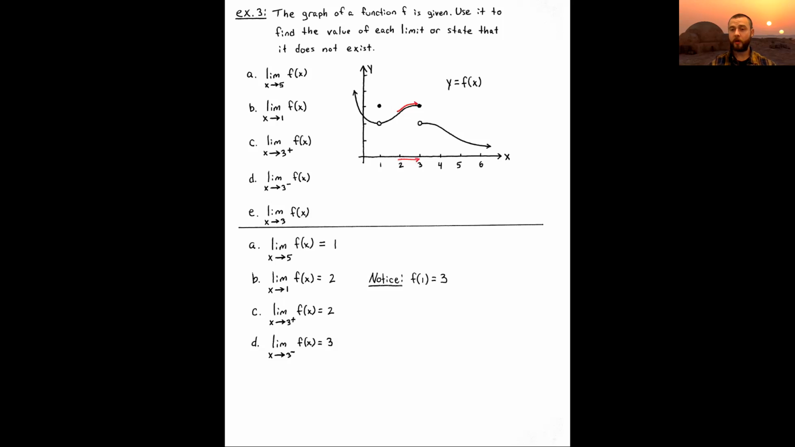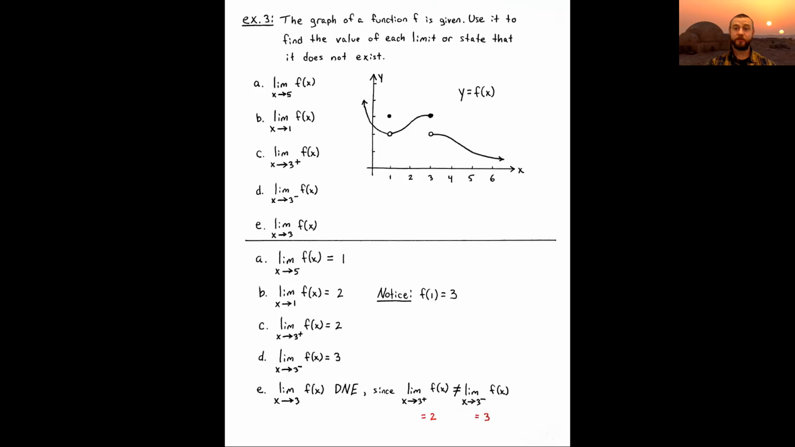All right, now recall part 1 left off stating the relationship between one-sided limits and two-sided limits. Take a look at part C and D. We're approaching 3 from different directions, and the individual one-sided limits are different, 2 versus 3. What we can then conclude for part E, and notice notationally it is a two-sided limit, is that as we let x approach 3, that limit does not exist, since the individual one-sided limits are different. They're not equal.